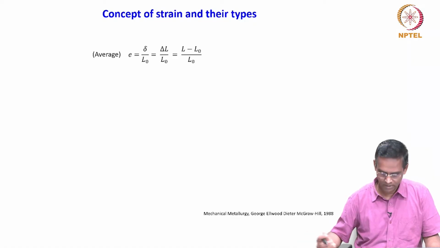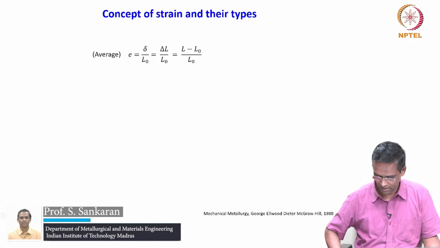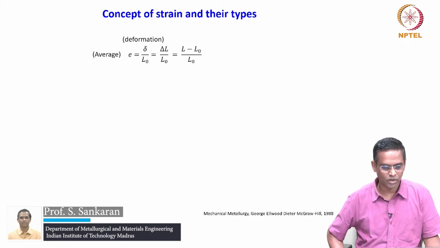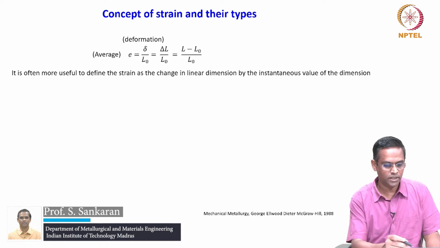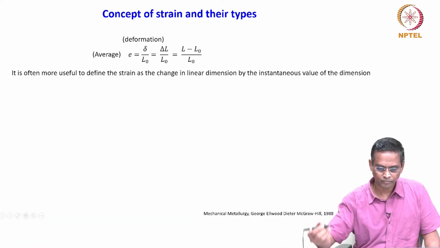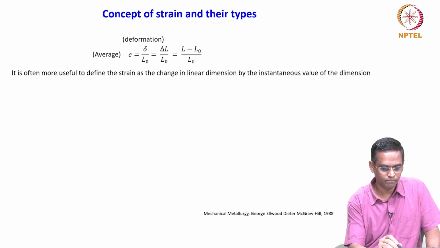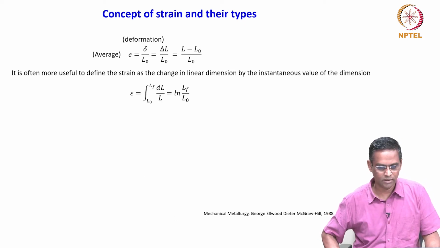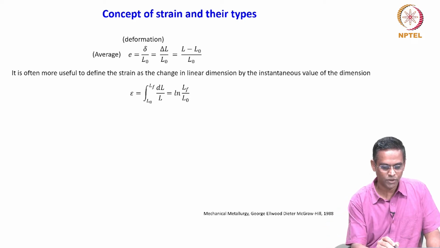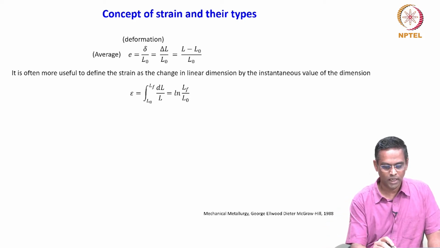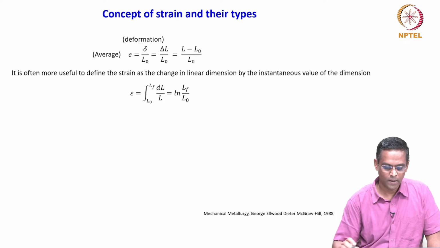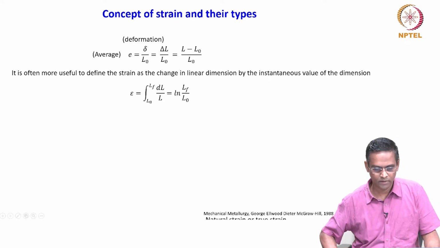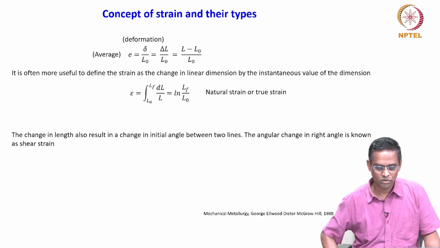So, the concept of strain, how the strain is defined, is linear average strain, as we have just seen. It is always useful to define the strain as a change in linear dimension divided by the instantaneous value of the dimension, rather than this average strain, which is expressed as epsilon equal to the integral from L naught to L f of dL by L, which is equal to ln of L f upon L naught. So, this is a natural strain or true strain.